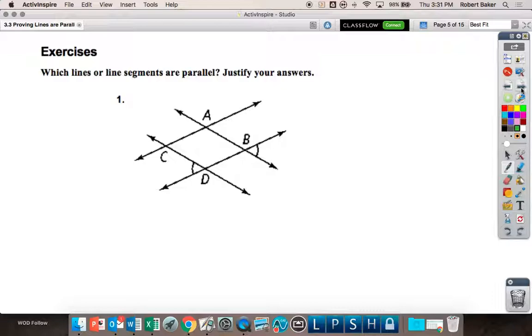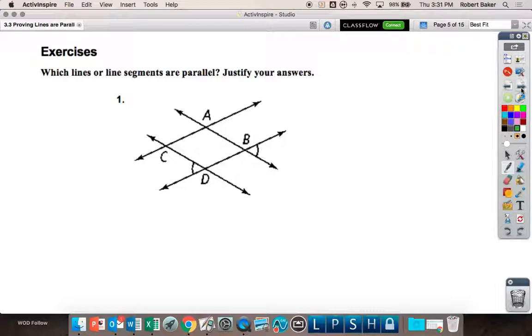5 weeks ago, you guys learned how to name a line. How many points does it take to name a line? 2. So you should be saying something like line AB is parallel to line CD. So you're saying that line AB is parallel to line CD. Let's explore that for a second.